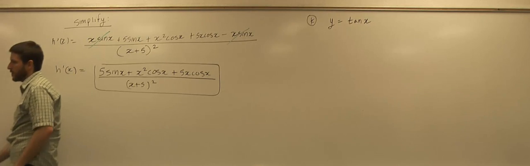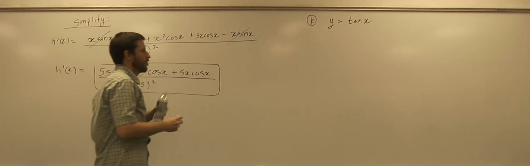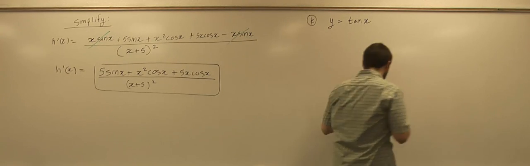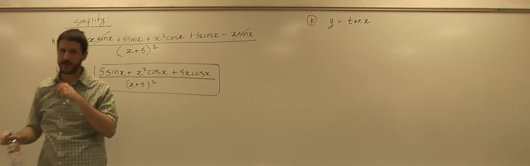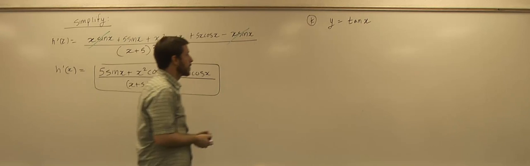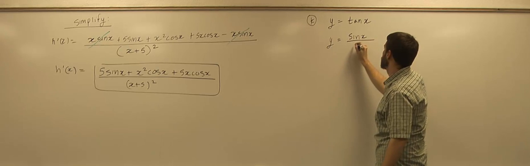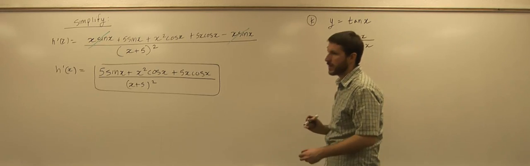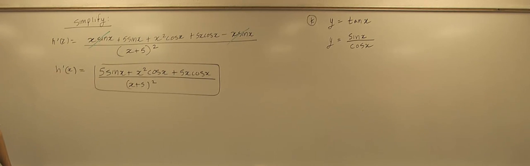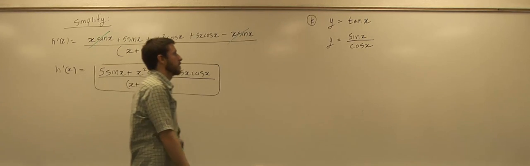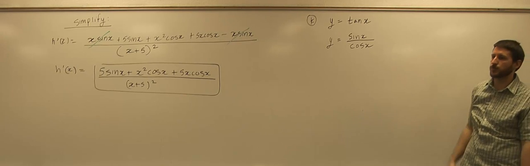We now know enough to do the derivative of tangent. Before, we just had sine and cosine. But now we can take the derivative of tangent by rewriting it as a quotient, as a fraction. I can rewrite this as sine x over cos x, and then I can apply the quotient rule to get the derivative.